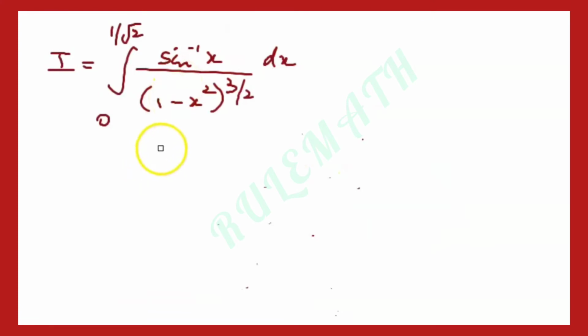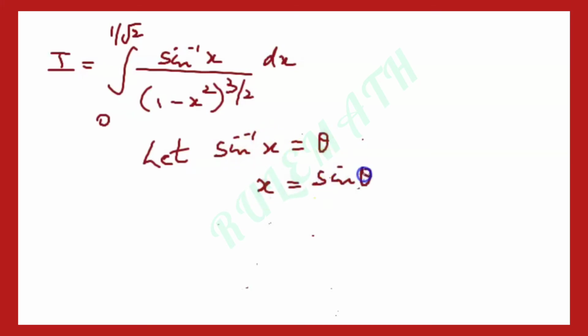Integral 0 to 1 by root 2, sin inverse x by 1 minus x square the whole power 3 by 2 dx. We'll take sin inverse x as theta. Here I would like to suggest something. See, the next step will be to differentiate so that dx can be replaced, isn't it? Instead of differentiating sin inverse x, let us take x as sin theta using inverse property. So that dx will be cos theta d theta. This will be much simpler than differentiating sin inverse x.